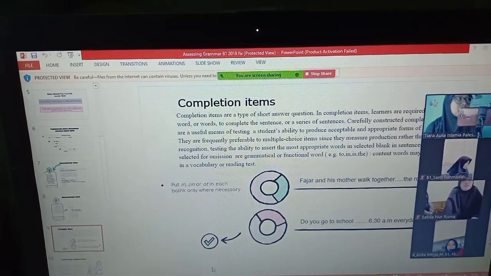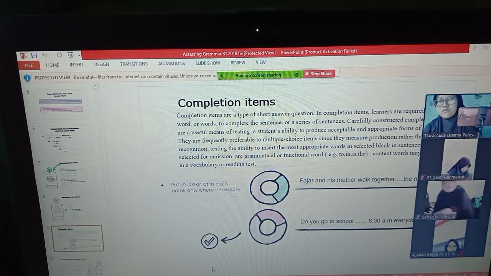Kata-kata yang dipilih untuk dihilangkan yaitu kata-kata gramatikal ataupun fungsional. Contohnya di sini, to, in, is, sama the. Kata-kata isi dapat dipilih dalam tes vocabulary ataupun reading test. For example, put in, on, or at in each blank only where necessary. The first one, Fajar and his mother walk together, to the road.